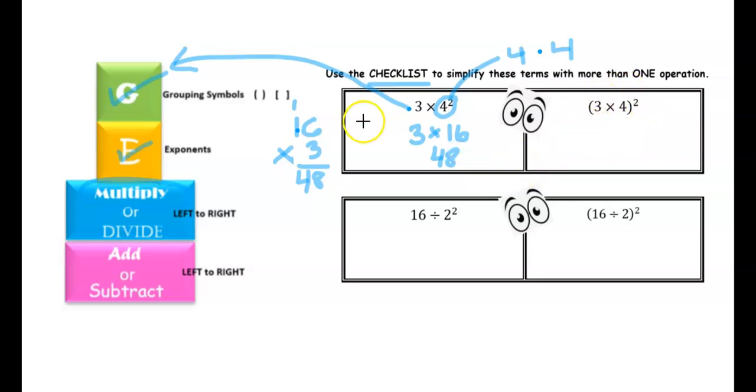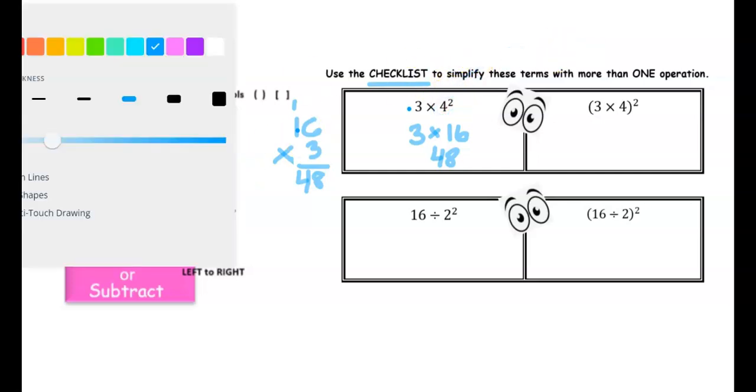All right, let's see what happens over here because I have 3, I have a times, and I have a 4, and I have a squared. Let's see if we get the same answer. This, though, has parentheses around the 3 and the 4. So when I come over here, because I have 2 operations, it's one term with 2 operations, I'm going to go to my checklist because that gets a little more complicated. So I want to make sure I'm going in the right order, so I use my checklist.